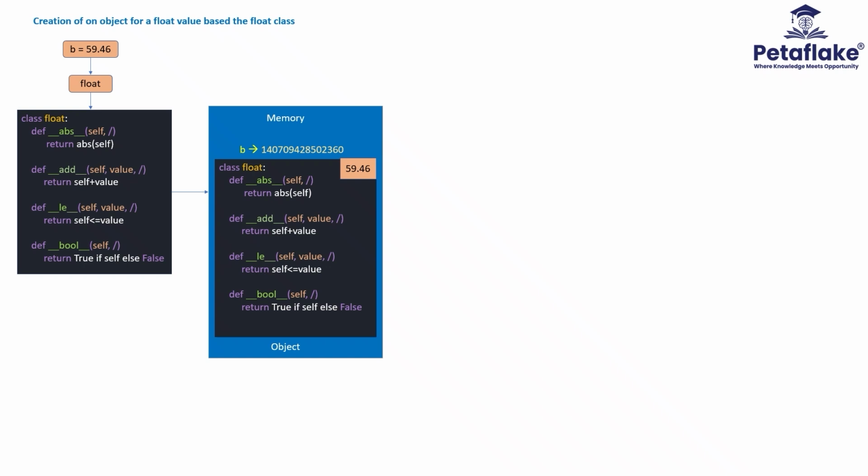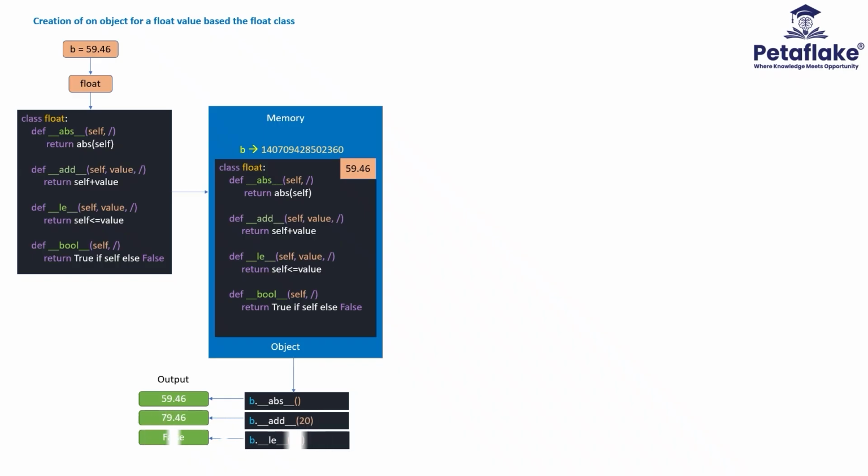Like the integer class, the float class also has a lot of methods developed for different purposes. The abs method is used to get the absolute value of the object's value. The add method is used to add a number to the object's value. The LE method is used to compare a number with the object's value. If the object's value is less than or equal to the method's argument's value, then true will be returned, else false will be returned. The bool method checks if the object's value is a non-zero value. If yes, then true will be returned, else false will be returned. I have shown only some methods in the float class for your understanding. There are a lot of other inbuilt methods available in the float class.